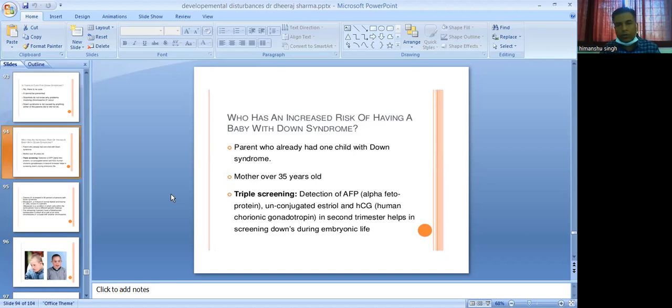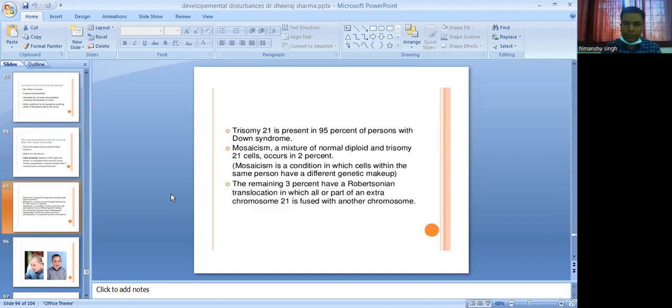One more very frequently asked question regarding Down syndrome is, who has an increased risk of having a baby with Down syndrome? The parent who already had one child with Down syndrome and the mother over 35 years of age. You can also do triple screening, detection of alpha-fetoprotein, unconjugated estriol, and human chorionic gonadotropin in the second trimester, which helps in screening for Down syndrome.